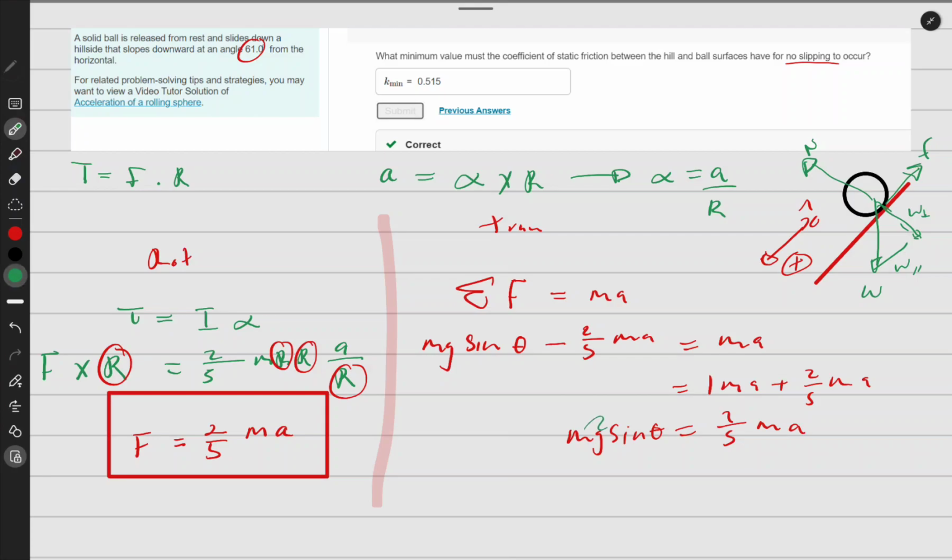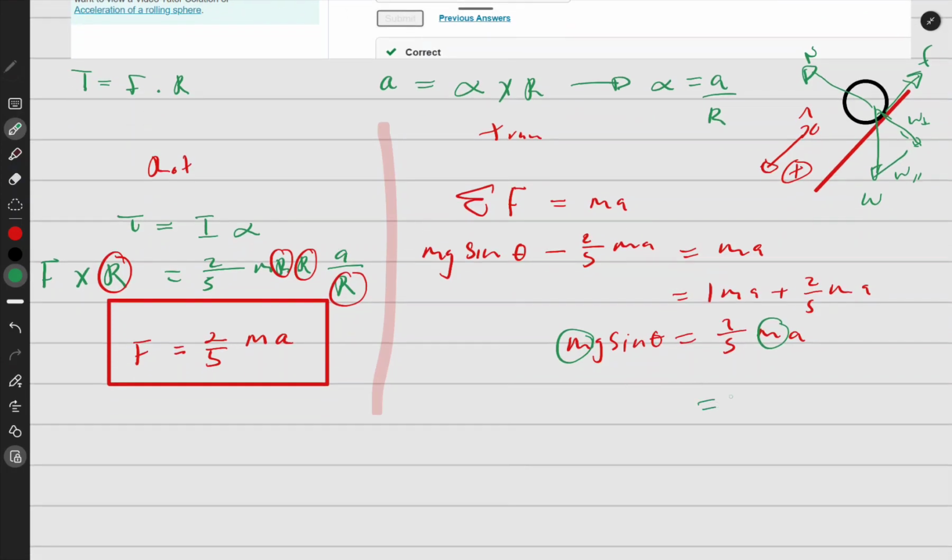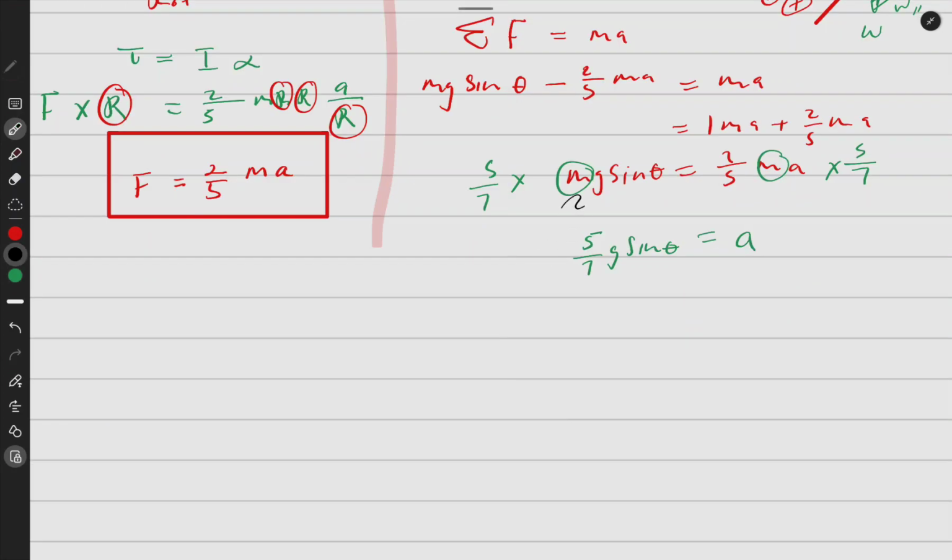You can look at something that is common. I think it's this m and this m. With that, we can now get an equation for acceleration by multiplying by 5 over 7 on both sides. Then this m will cancel that m, they'll just disappear, and here we'll have a equals 5 over 7 g sine theta. We have established another equation for acceleration.